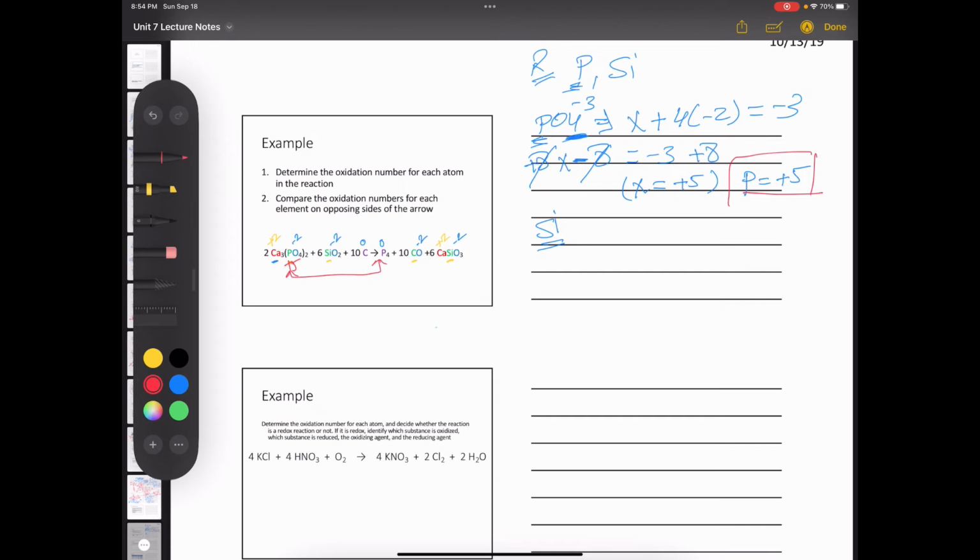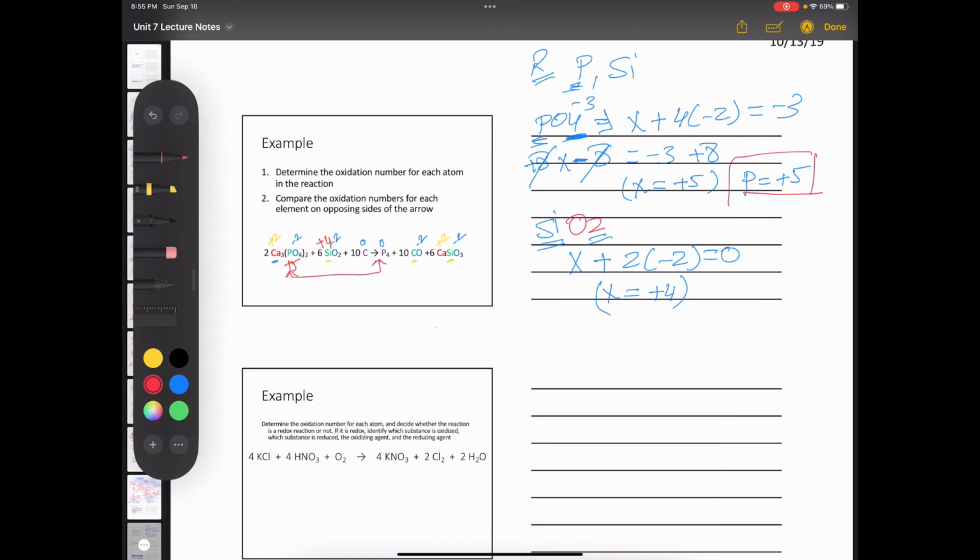Let's look at the silicon. So for the silicon, I have SiO2. So the oxidation number for the silicon, that would be X plus 2 times -2 equal to 0. X equals positive 4. So the oxidation number for the silicon is a positive 4. So this one will be a positive 4. Okay?